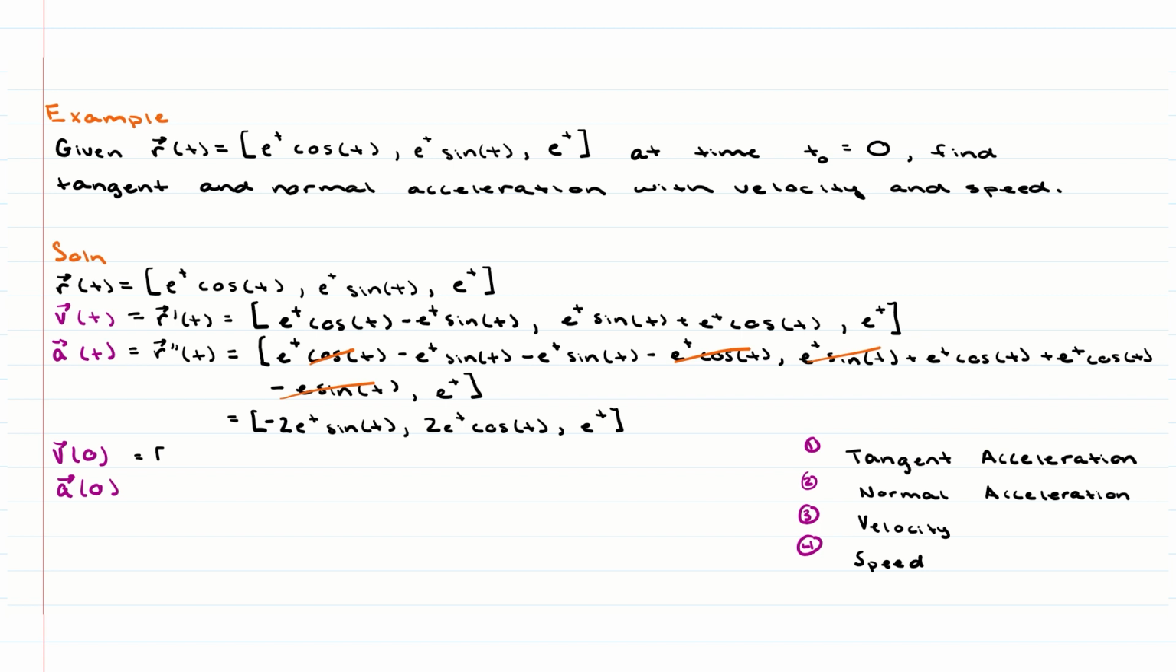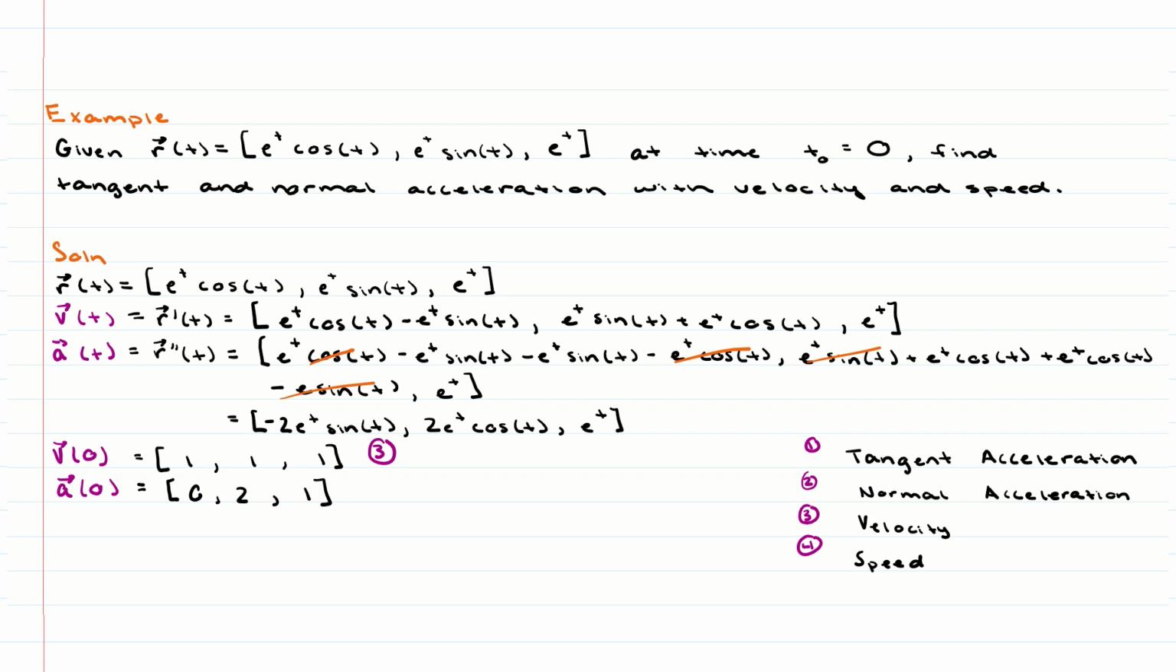For velocity, we have 1, 1, 1. For acceleration at 0, we have 0, 2, 1. So we've got some good information here. We found number 3, which is velocity, and we found acceleration, but of course, acceleration is not the same thing as tangent acceleration and normal acceleration. However, we can use acceleration to find those two things.